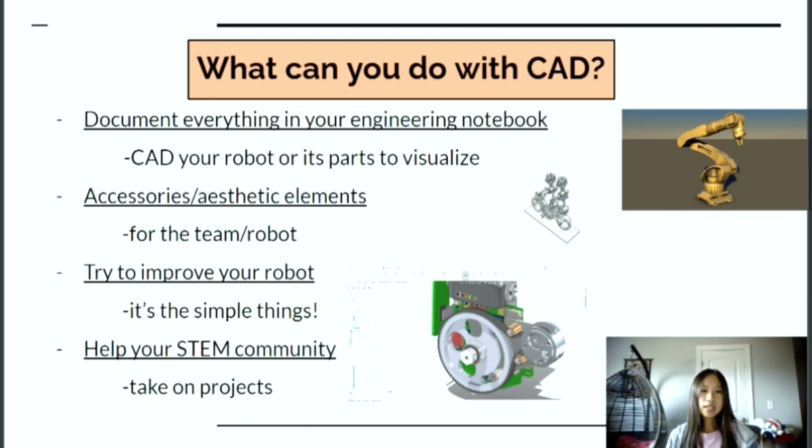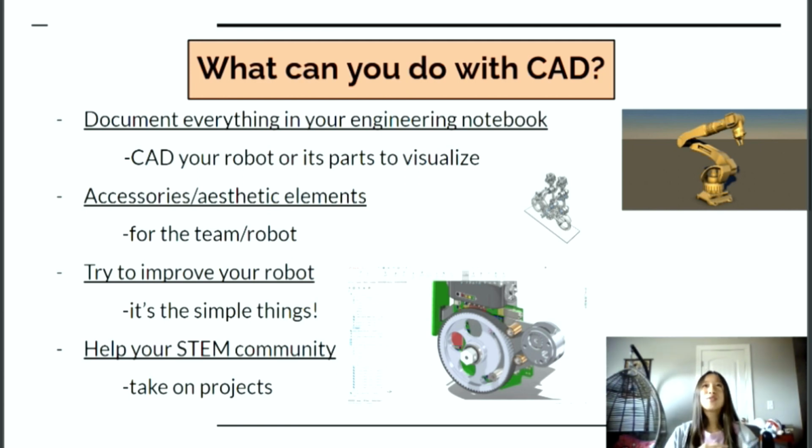Going back to the accessories and the aesthetic elements too, they could also include making numbers and logos for your robot, so that when other teams look at your robot, they're like, oh, yeah, right, this is 5795, we know who this team is, so that people can really know who you are. And it's not just other teams, but also people all around you that you want to know about your robot.